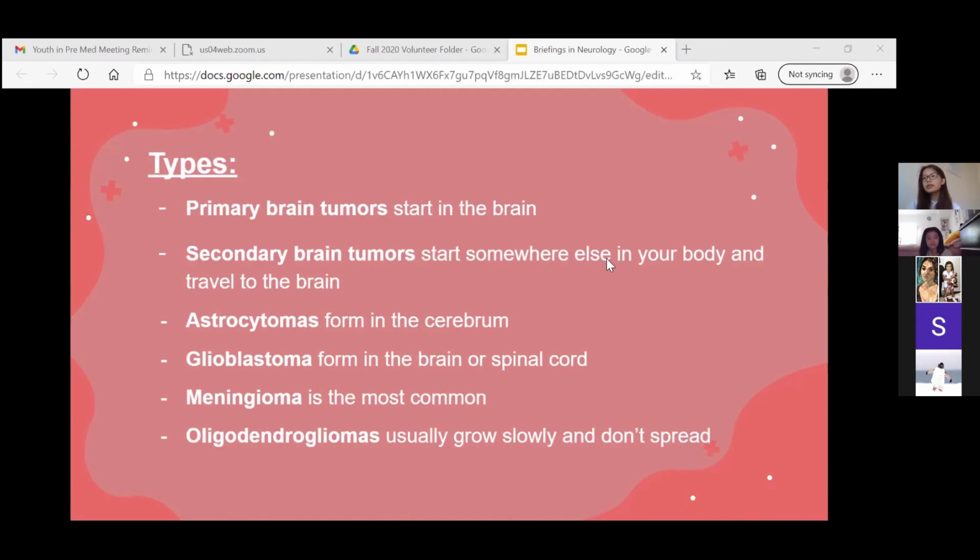Then there are more specific types of brain cancers based on where the growth begins. Astrocytomas form in the largest part of the brain, the cerebrum. Glioblastoma occurs in the brain or spinal cord and is very severe because it spreads very fast. Meningiomas are the most common primary brain tumors in adults. Oligodendrogliomas form in the cells that make the covering that protects the nerves; they grow slowly and do not spread.